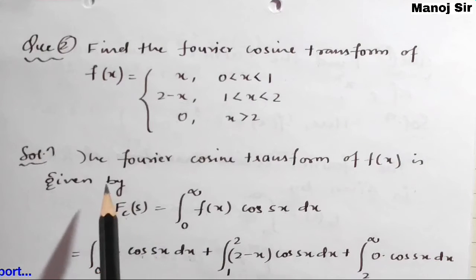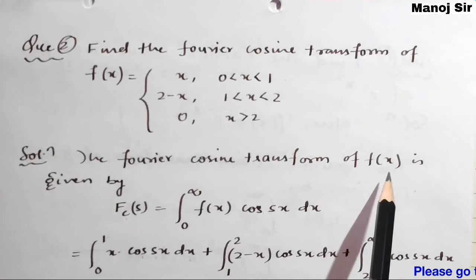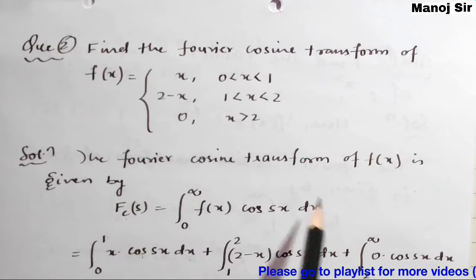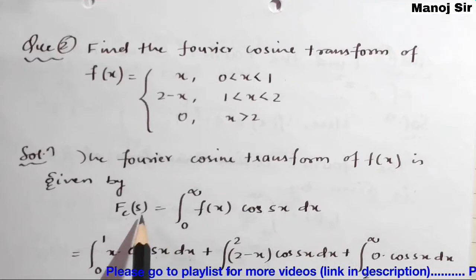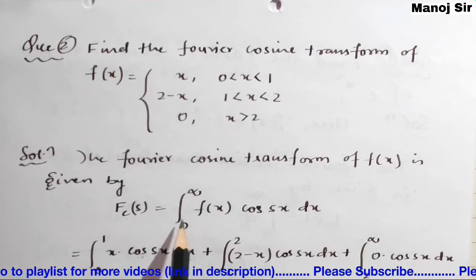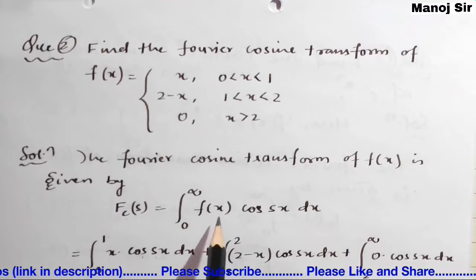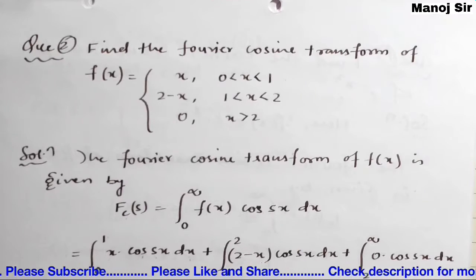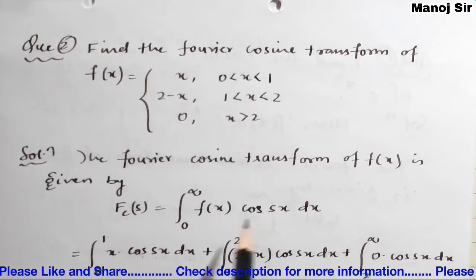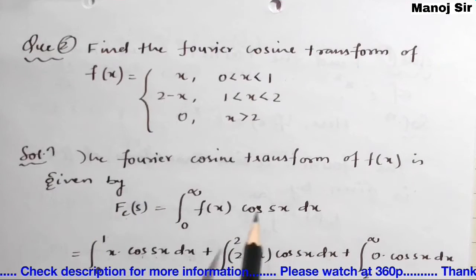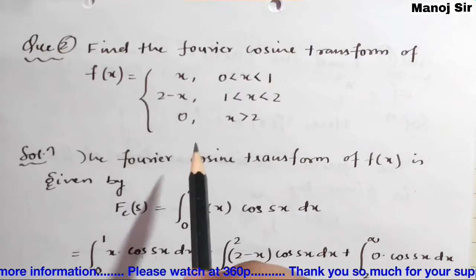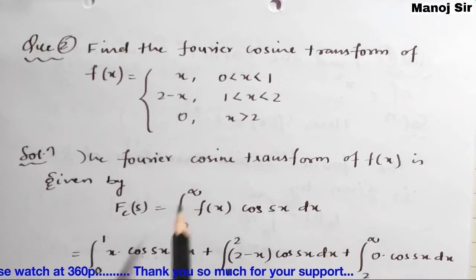So the Fourier cosine transform for any function f of x is given by this formula. Fc of s, it means Fourier cosine transform, equals integration 0 to infinity f of x cos sx dx. You must be knowing this formula. Here you can see the limit is from 0 to infinity.